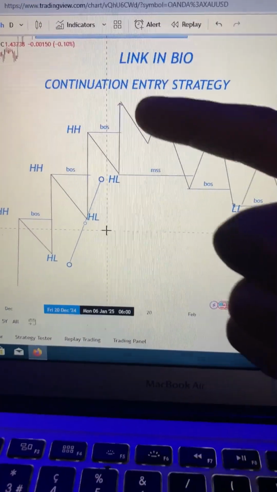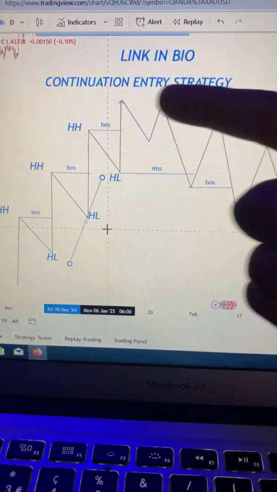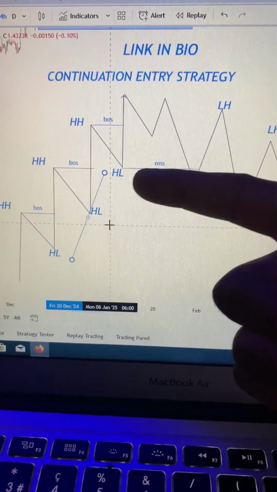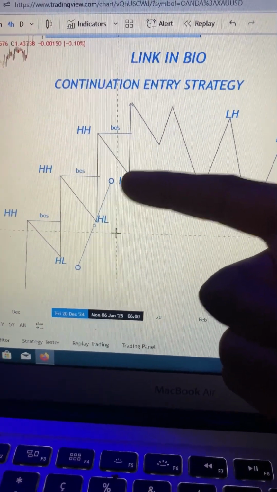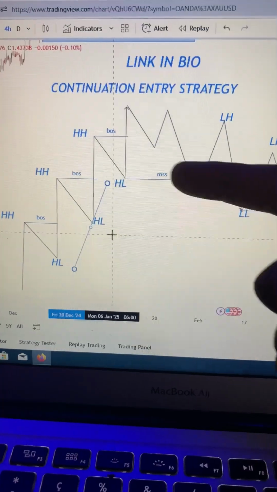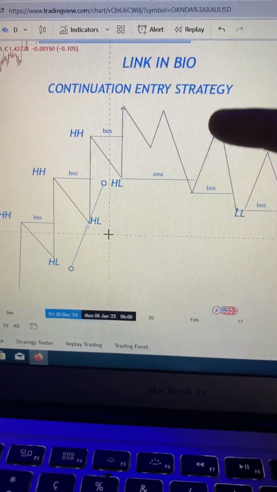Now, until we see that price gives us a double top here and was able to take out this low. After this double top, price was able to take out this recent higher low. We now see that this is a market structure shift to the downside. Price gives us a new lower high.